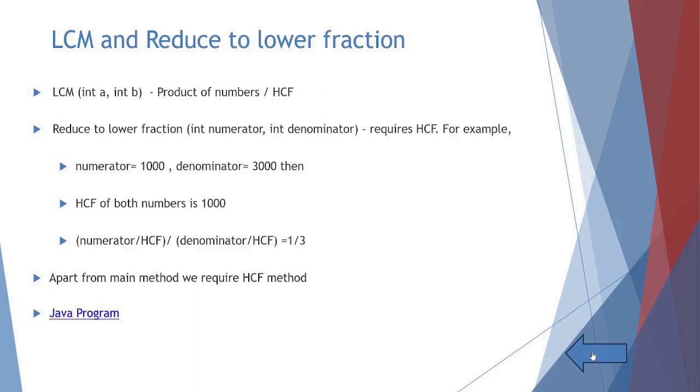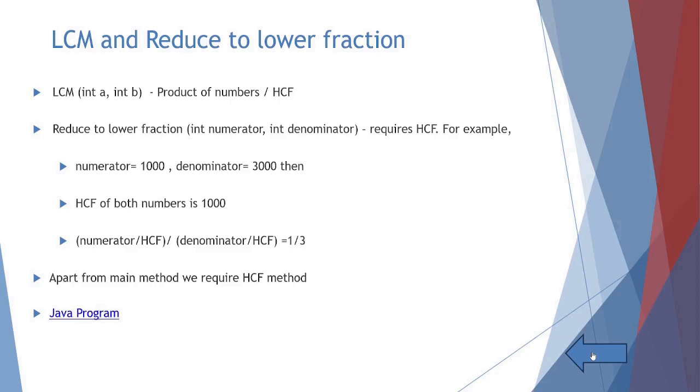LCM can be found using two methods in maths. The first one is the long division method. The second one is the product of numbers upon HCF. Of these two ways, finding LCM would be easier if we find the product of numbers upon HCF. So we've decided that HCF should be there for LCM.